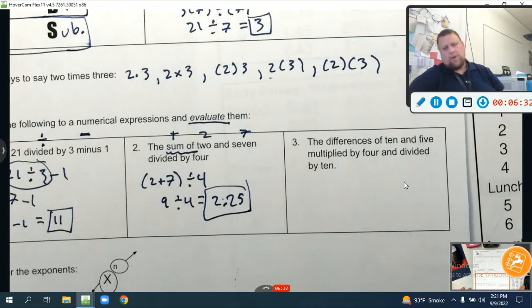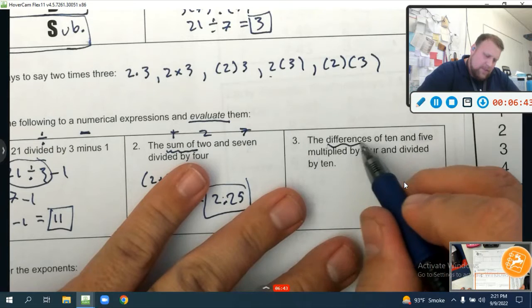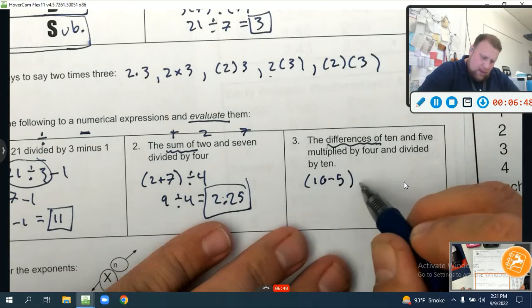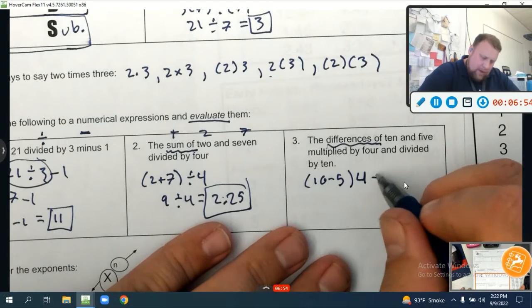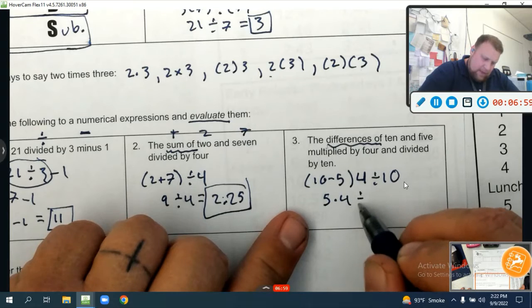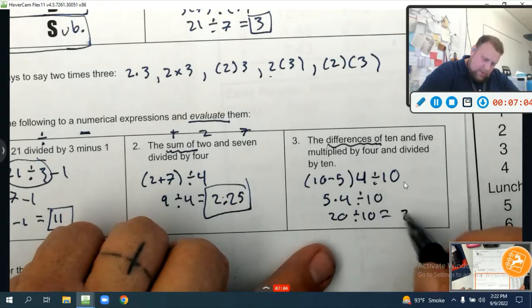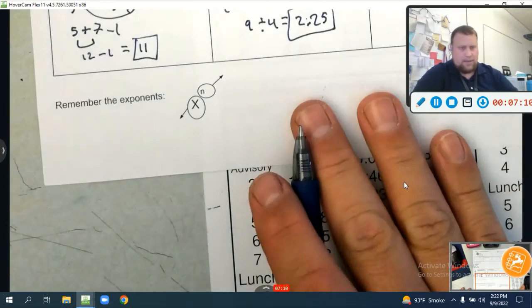Try this next one, see if you can write it out. Ready, set, go. Okay? Again, I'm assuming you paused me. The difference of, so it says difference of, so I know it's going to be parentheses, right? 10 and 5, so 10 minus 5. Multiplied by 4, we can just put 4 because the number next to parentheses is multiply. Divided by 10. So let's do this. That's going to be 5 times 4 divided by 10, or 20 divided by 10, which equals 2. Look at that. Sweet.